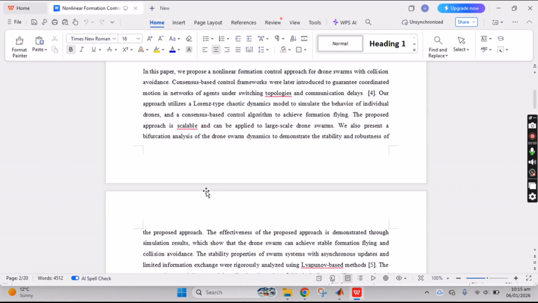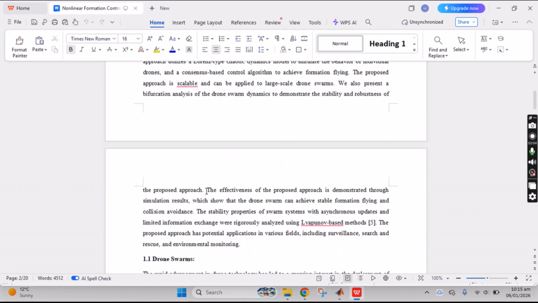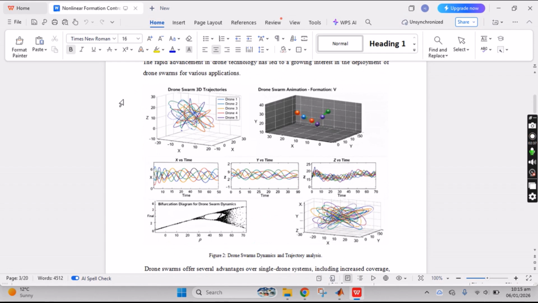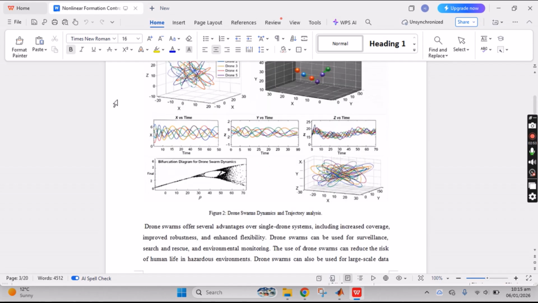Okay, so yes, the effectiveness of the proposed approach is demonstrated through the simulation results, which show that the drone swarm can achieve stable formation flying and collision avoidance as well. The Lyapunov-based method is one of the best methods in terms of stability, in terms of long-term asynchronous and synchronous behavior. These are the drone swarm 3D trajectories according to the drone swarm animation with the time axis and different x, y, and z axes, and it also provides the bifurcation diagram for drone swarm dynamics.